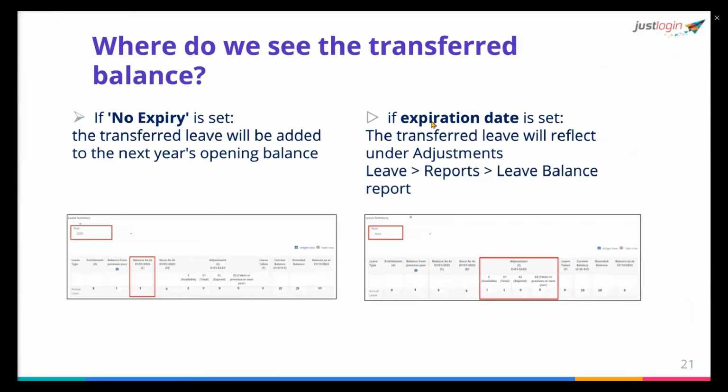In summary, where the transferred balance appears depends on your transfer settings, whether it's set to no expiry or with expiry. For no expiry, the balance will be added to the next year's opening balance. But for with expiry, the transferred balance will show under adjustments and also in the leave balance report adjustments column.